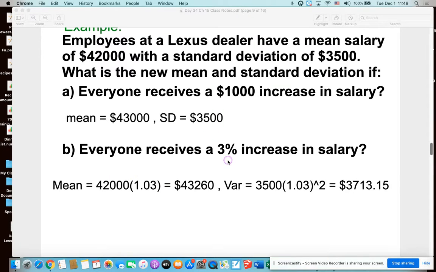For part B, when you're multiplying by 1.03, the mean will change. It'll increase, of course. So everybody gets a 3% increase. So I used 1.03 to increase their salary to 43,260. And when you're doing variance, remember it's 1.03 squared times the 3,500 standard deviation.